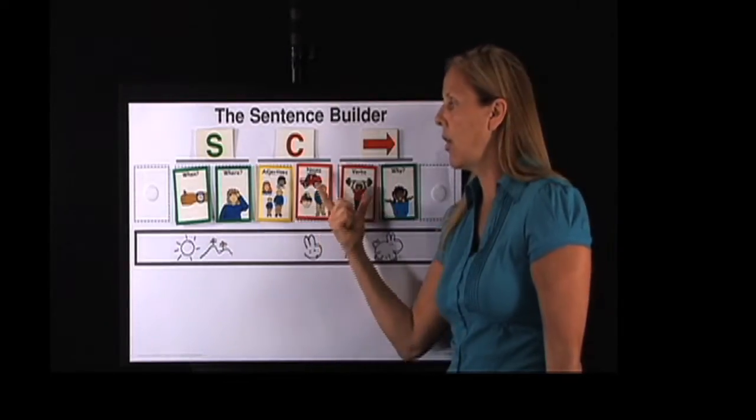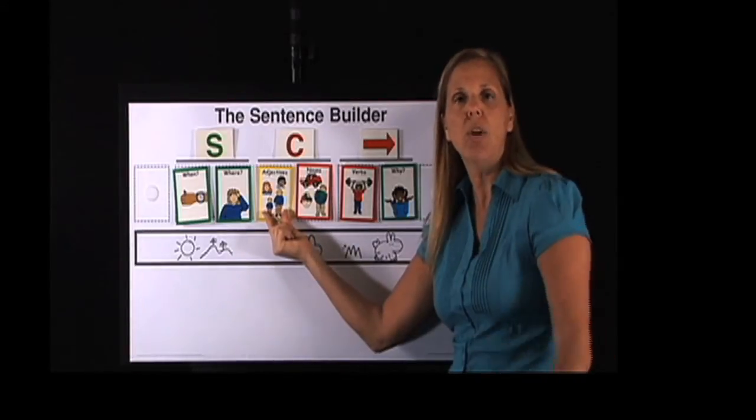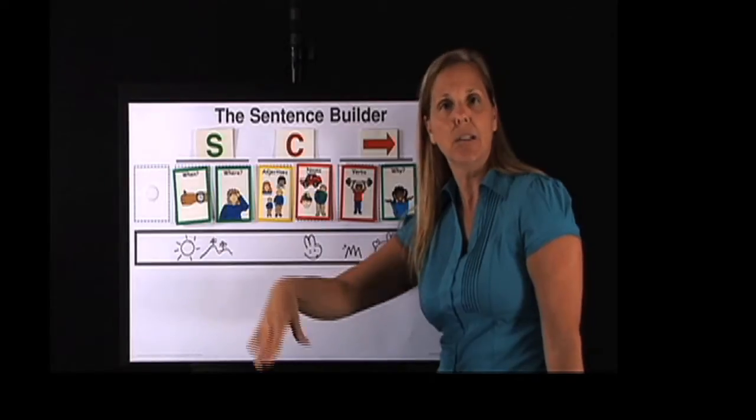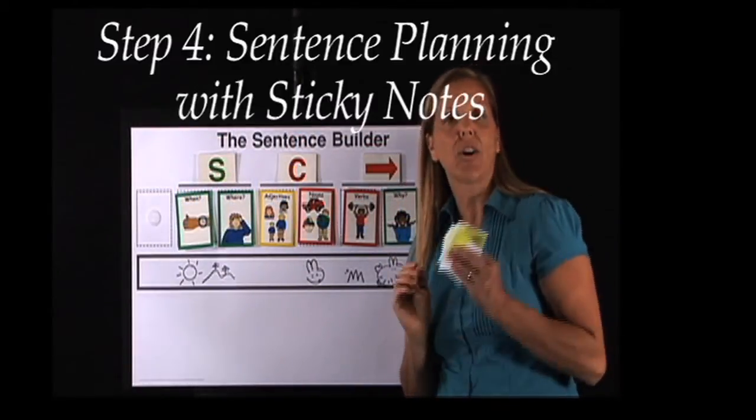We have all of our cards. Red light, stop. Does the sentence make sense? Yellow light, caution. Slow down. Do you have describing words? Green light, go. Does that need to stay in the sentence or does it need to leave? Let's go to step 4. We're going to add our sticky notes.